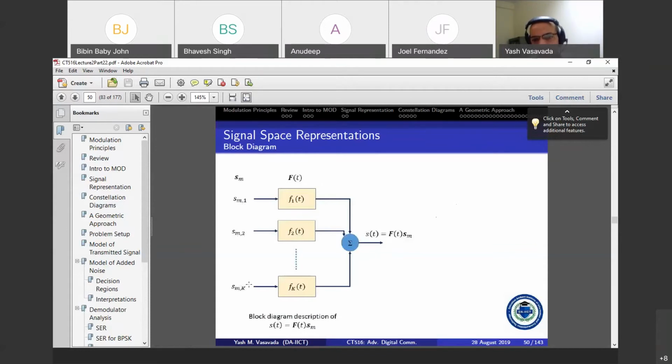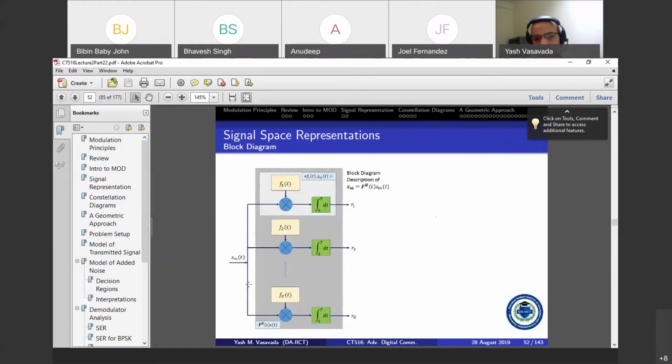And we said that because these basis functions are orthonormal, at the receiver, when we do the analysis, all that we need to do is take the dot product of the received signal with individual basis functions. And the dot product turns out to have this particular block diagram when the signals are continuous in time.